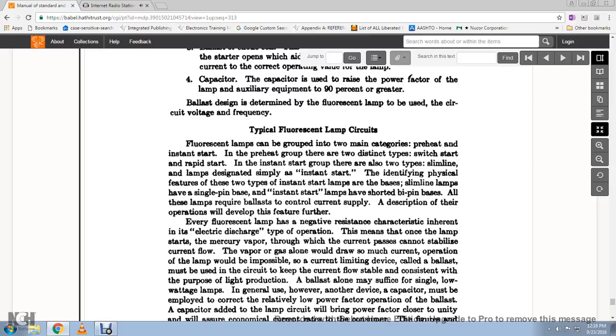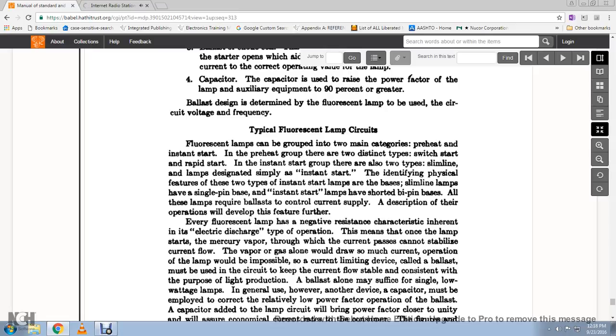The fluorescent lamp can be grouped into two main categories: preheat and instant start. The preheat group has two distinct starts: switch start and rapid start. The instant start group also includes the slimline lamps, and lamps designated simply as instant start.